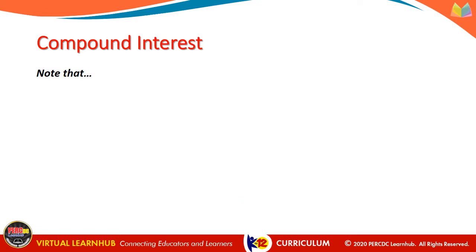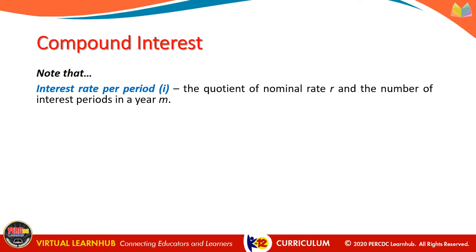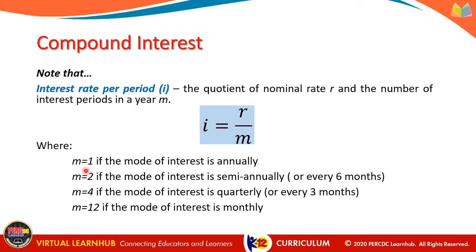Now, we just have to note that interest rate per period i is the quotient of nominal rate r and the number of interest periods in a year m. i is equal to r over m, where m is equal to 1 if the mode of interest is annually or yearly. So if the mode of interest is yearly or annually, we just substitute 1 here for m. And that makes it i is just equal to r. That's what we've been using, or that's what we've observed in all of our previous examples.